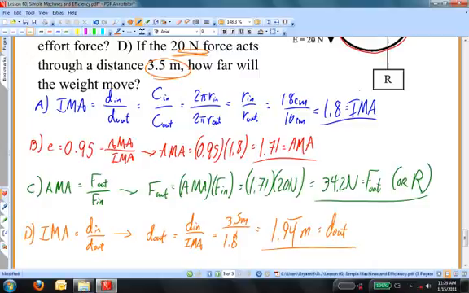So let's review this lesson. We have defined the different simple machines and figured out what the input and output distances are. We've talked about ideal and actual mechanical advantage and efficiency, and we've used that to solve some numerical problems. So for now, that's it.